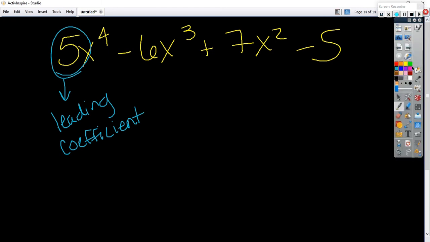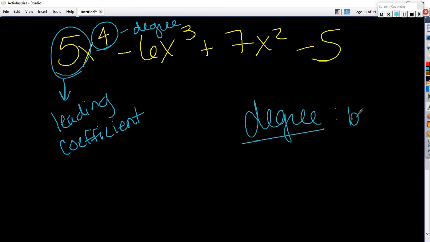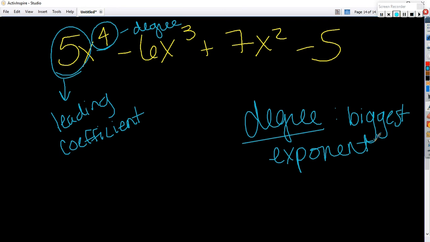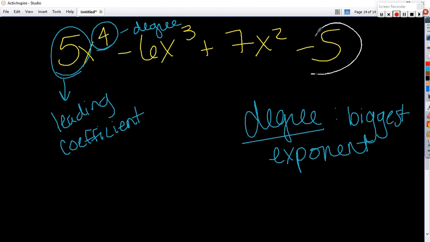Which, by the way, that biggest exponent is what we call the degree. And I'm going to put a note down here so you know the degree is the biggest exponent. One other term that you need to know is this number on the end. Do you know what that's called? You should know that one. Constant. Constant has no variable attached to it.